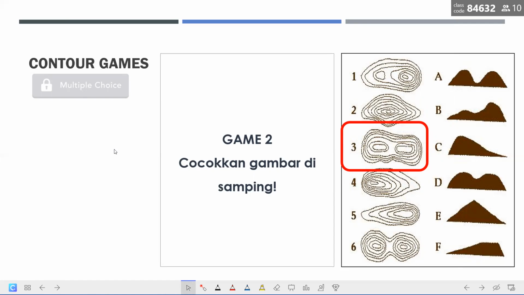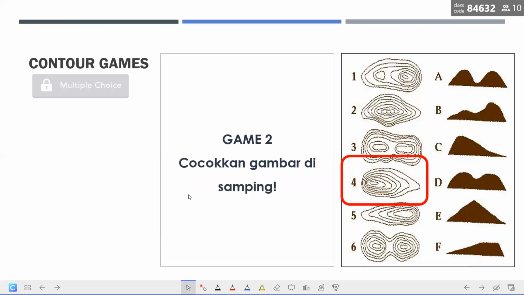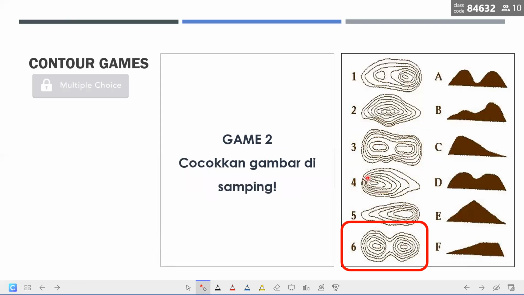Well, if no one would like to hazard a guess, then number 3 is a D, and then number 4. Some of you might have guessed it already. Number 4 is C, and then number 5 with the flatter section at the top is F, and finally number 6 is A. Looks like I'm going to have to upgrade my subscription to ClassPoint.